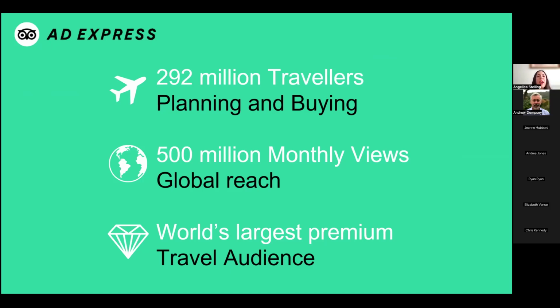So, we get 292 million travelers actively planning and buying. We have 500 million monthly views. So that's a pretty big global reach. We have the world's largest premium travel audience as well.